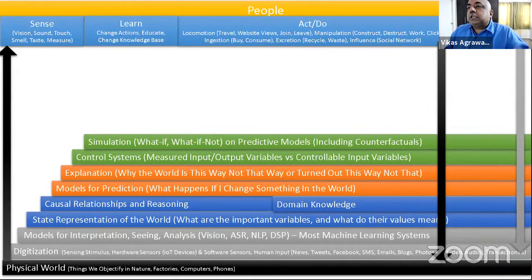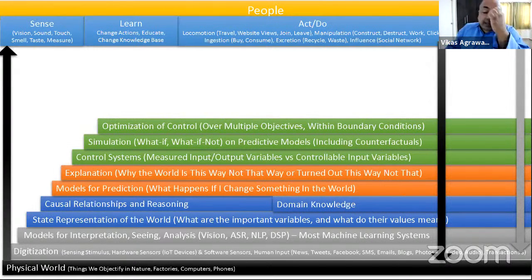You create these models and then you run simulations with different values of the input variables, including counterfactuals. What if this did not happen, right? You run those simulations and optimize over them, and perhaps you may have multiple objectives within certain boundary conditions. You're thinking the world is not changing, and within that you say, I control the objective, and I try to optimize for that.